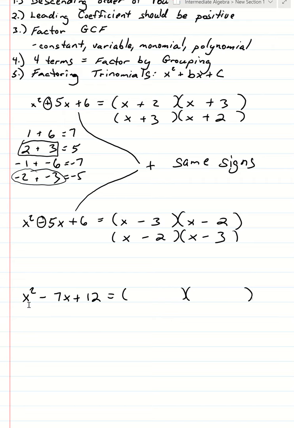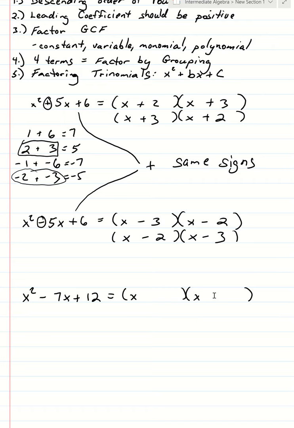So, first of all, once again, step 1: descending order, leading coefficient is positive, as well as there is no greatest common factor. It's a trinomial. Okay, it's the kind that we've been dealing with here, where we have a leading coefficient of just the number 1. Believe it or not, these are the easier kinds. So now let's take a look. Factors of x squared have to be x and x.